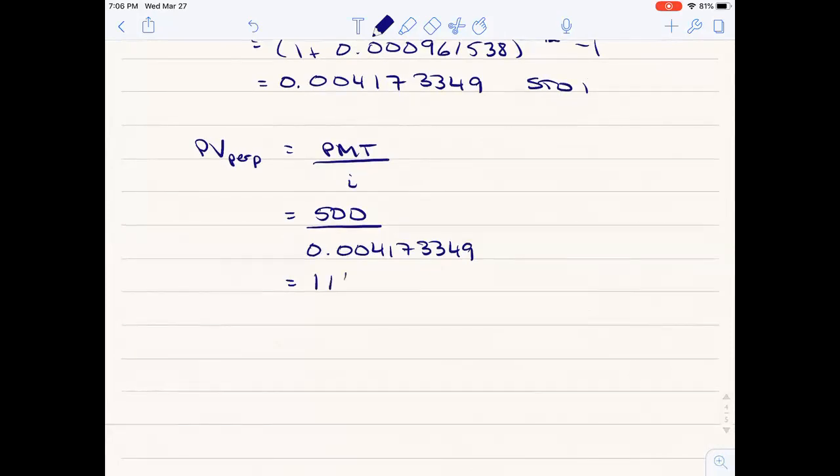So we need 119,807.8565. So in terms of money, we need 119,807.86 pennies in the bank, right? If we're able to deposit that, then we'll be able to take off interest of $500 every month forever, right? Each compounding.